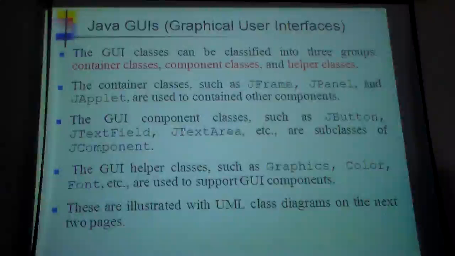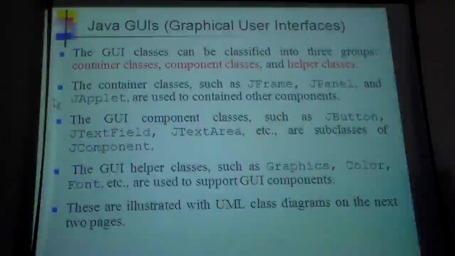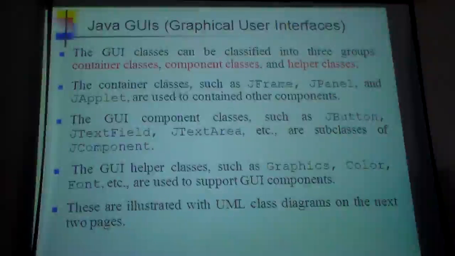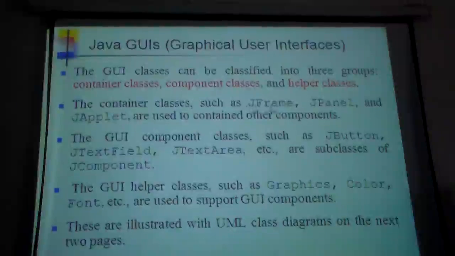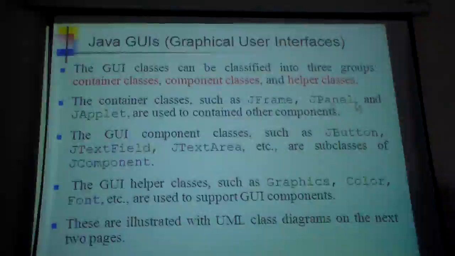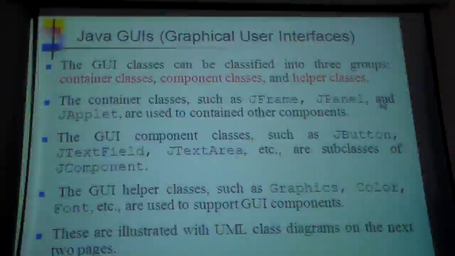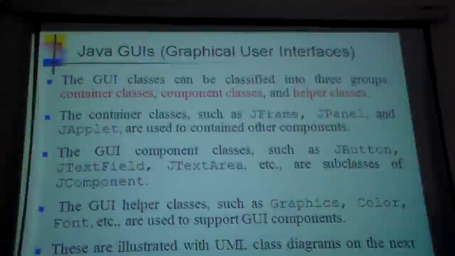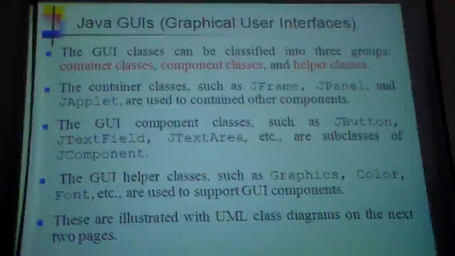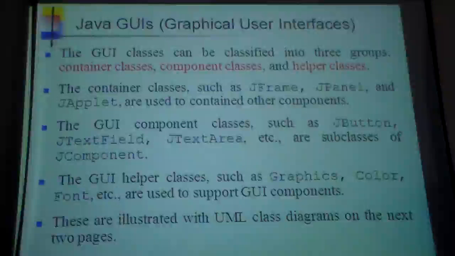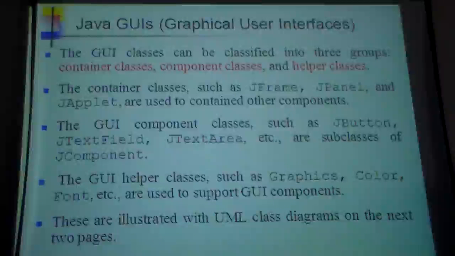As is clearer in the last figure, the graphic user interface classes can be classified into three groups: container, components, and helper. We will talk about helper later. What are the container classes? They are JFrame, JApplet, Frame, Dialog, or others. If it is in AWT, it will be a Frame. If it is in Swing, it will be JFrame. We will see the differences between the two.